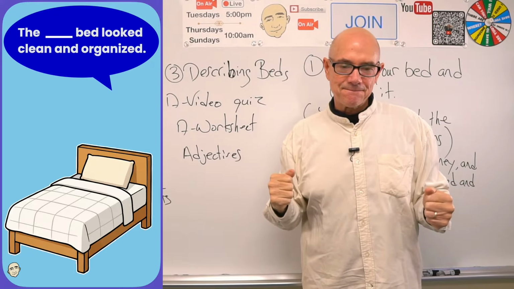Okay, let's have a look at the 3 choices. Wow, you guys are good. We have cluttered, fluffy, and neat. What is the adjective that fits that sentence? These 3, what's the best one? Okay, you guys, good. Let's find out. Yeah, so it's neat. The neat bed looked clean and organized. Very good. Let's go to our next one.